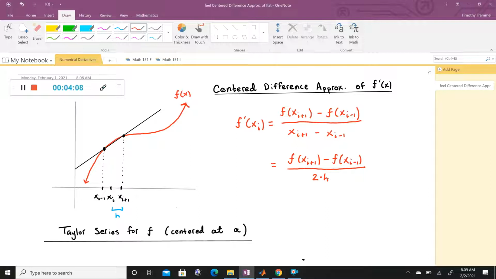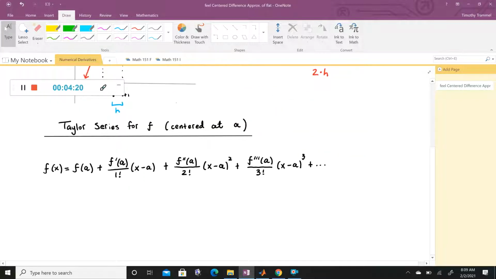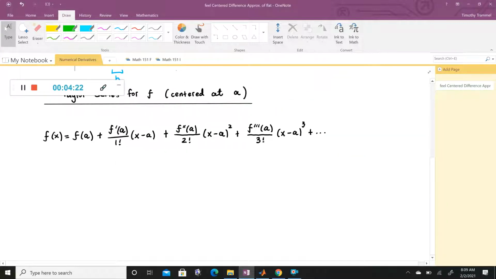Okay, and we could have thought about this using Taylor series and gotten to the same spot. And in fact, that's what we're going to do for thinking about our second derivative. And so you can see down here, I have our Taylor series for some function f centered at a. We are going to think about two different Taylor series, and then we're going to combine them, and then we'll get a nice little formula for our second derivative.